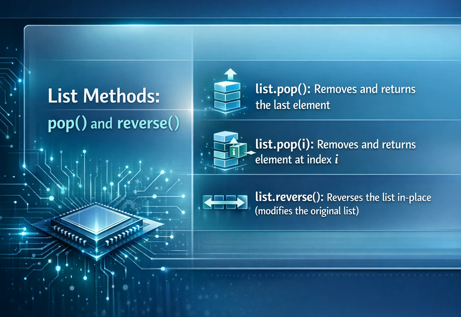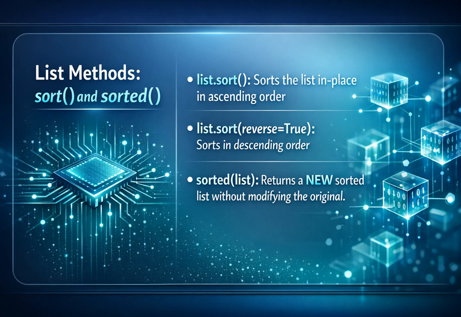The reverse method reverses the list in place, permanently changing the original order. The sort method arranges elements in ascending order by default and modifies the original list directly. Passing reverse=True sorts in descending order. The built-in sorted function is different. It returns a new sorted list and leaves the original unchanged.